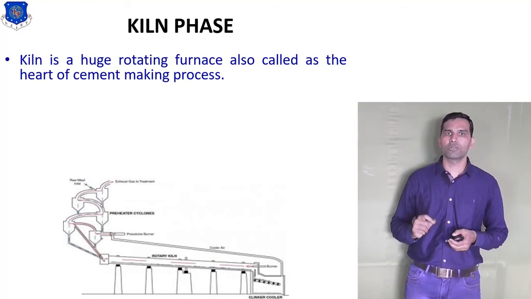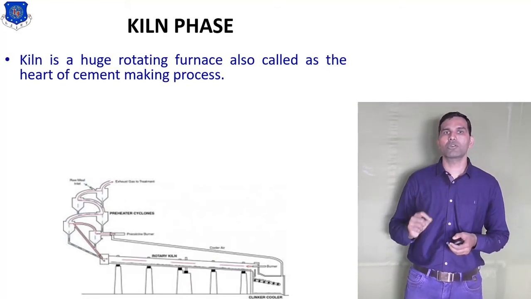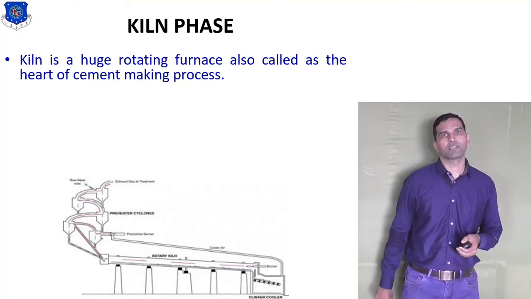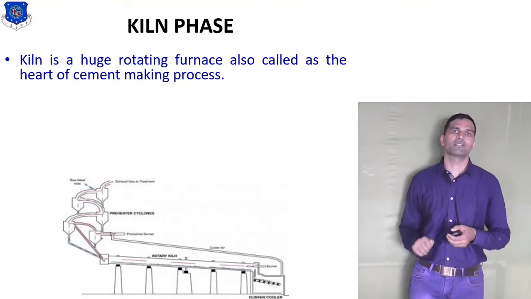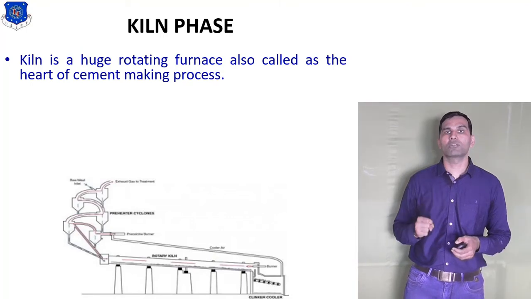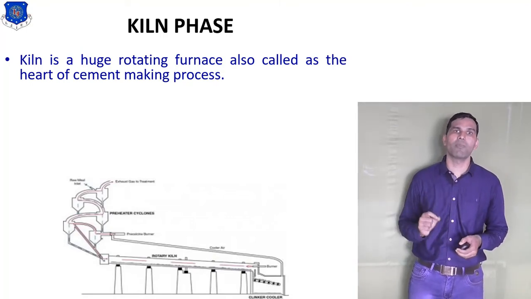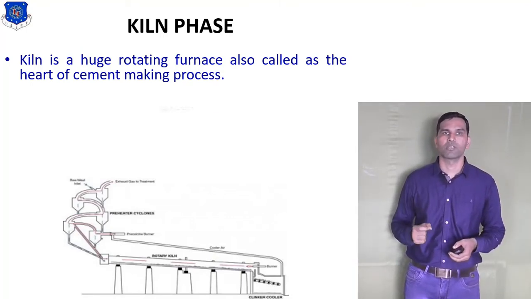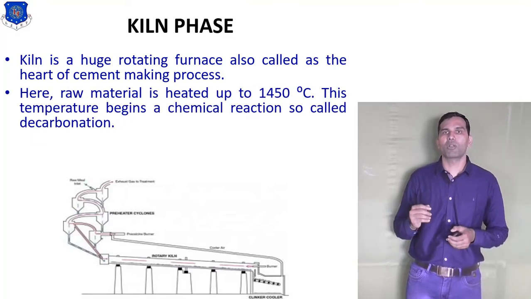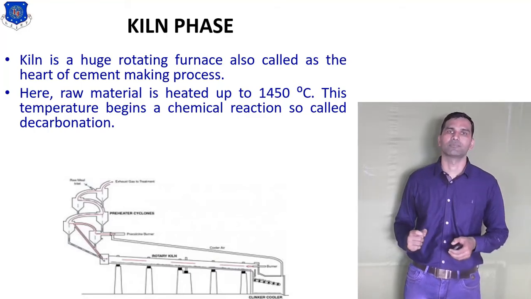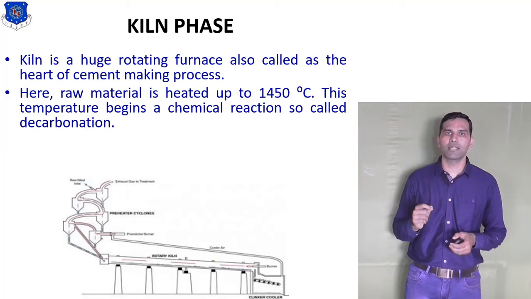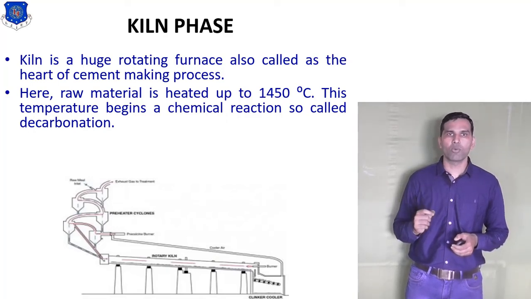Kiln is a huge rotating furnace, also called the heart of the cement making process. So this is the important phase of manufacturing of cement, because this is also known as the heart of the cement manufacturing process. Here the raw material is heated up to 1450 degrees centigrade. This temperature begins a chemical reaction called decarbonization.